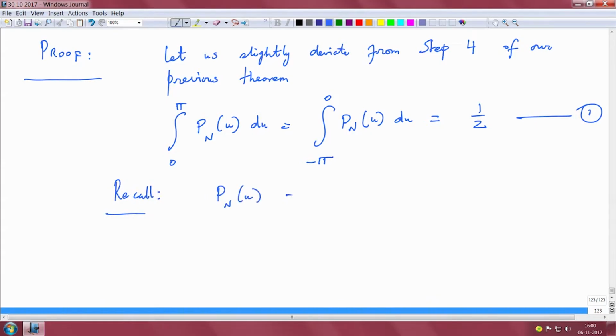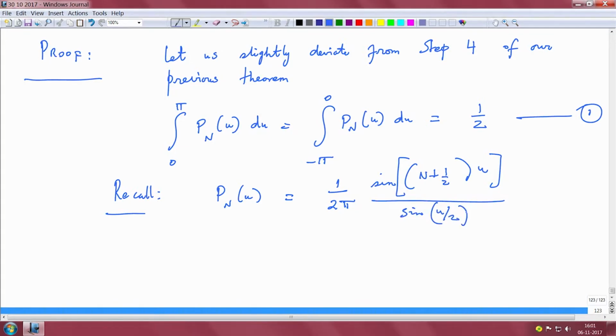P_n of u is 1 upon 2 pi times sin of (n plus half) u, upon sin of u divided by 2. That is why we are getting this result. It is an even function, therefore, hence this equation.